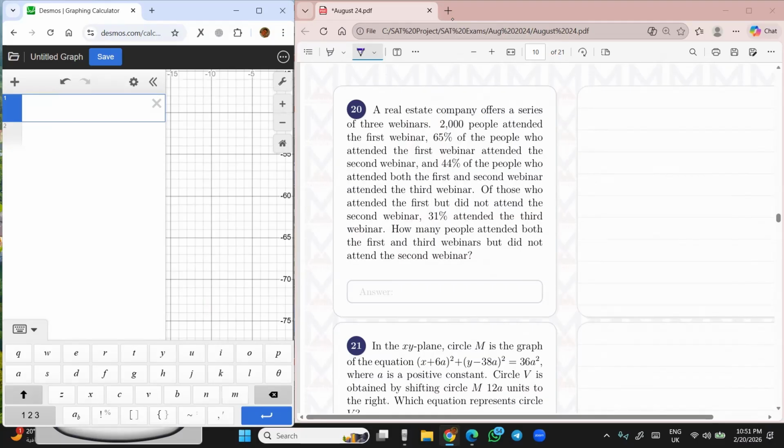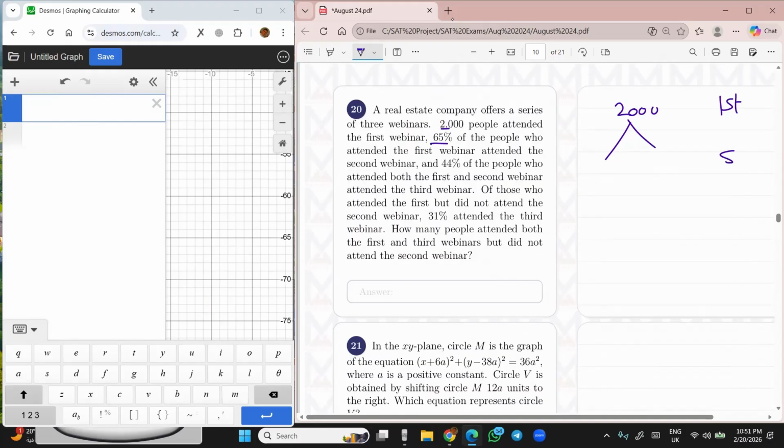How can we think about this equation? We say that we have 2,000 people, and these 2,000 are split into two parts. The first webinar has 2,000 people. 65% of them who attended the first webinar also attended the second webinar.